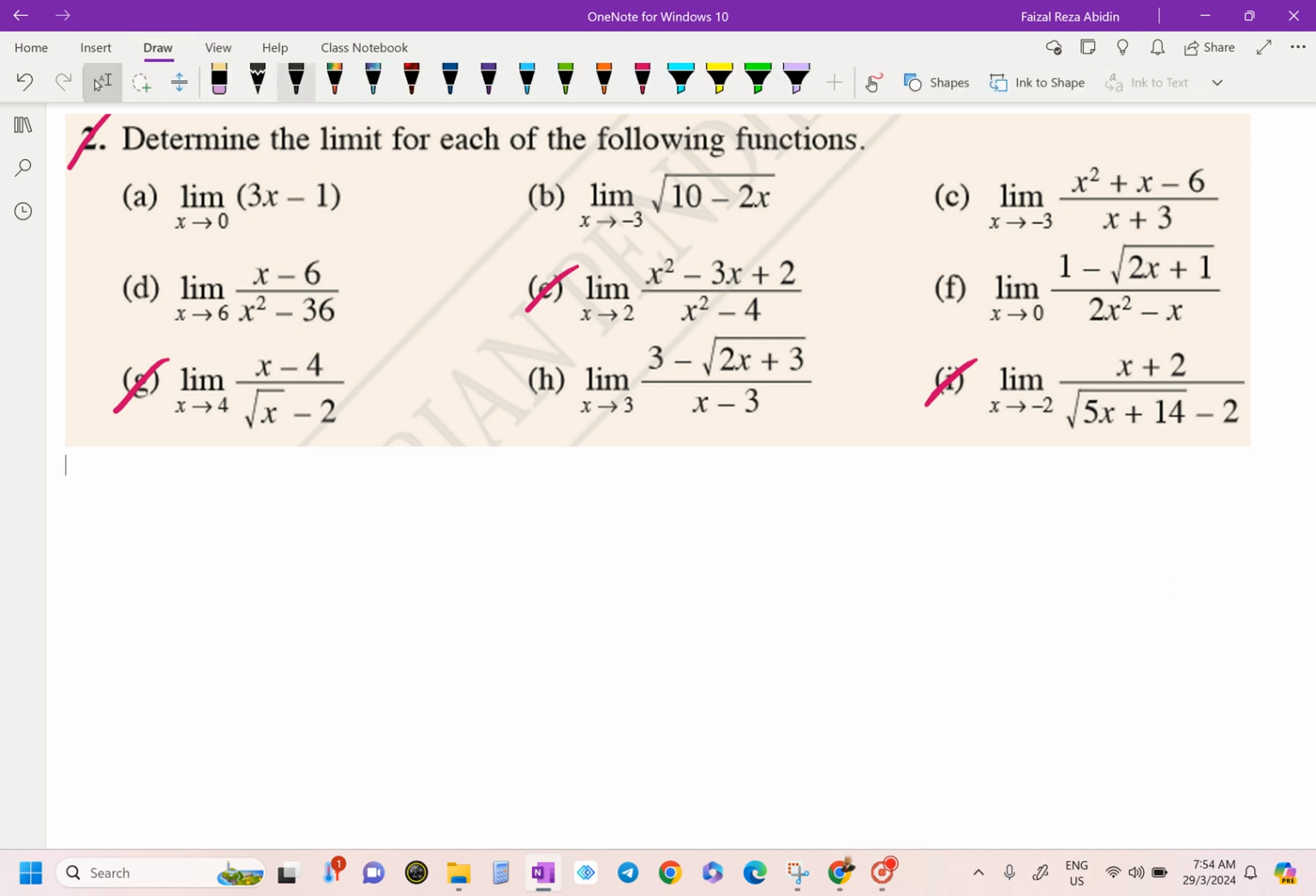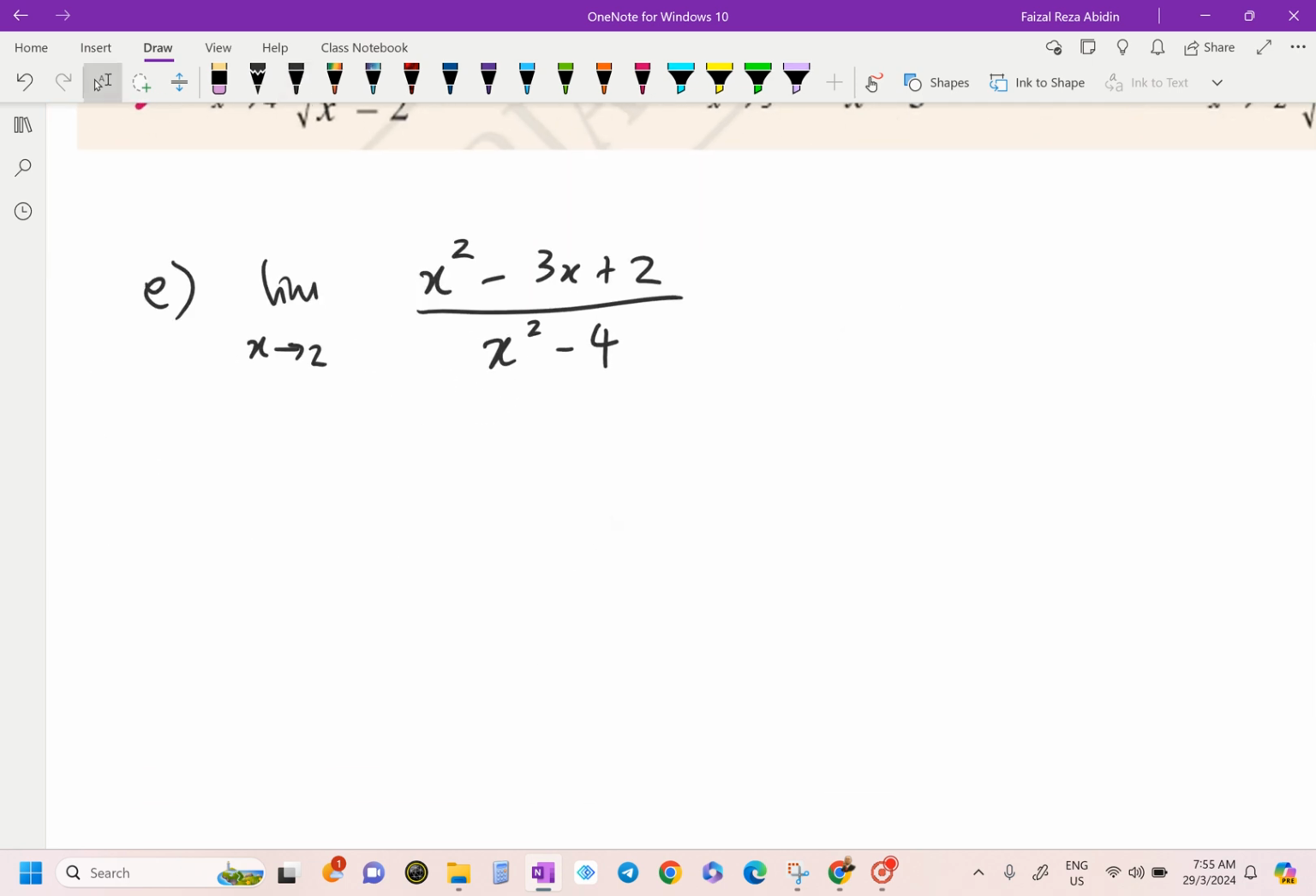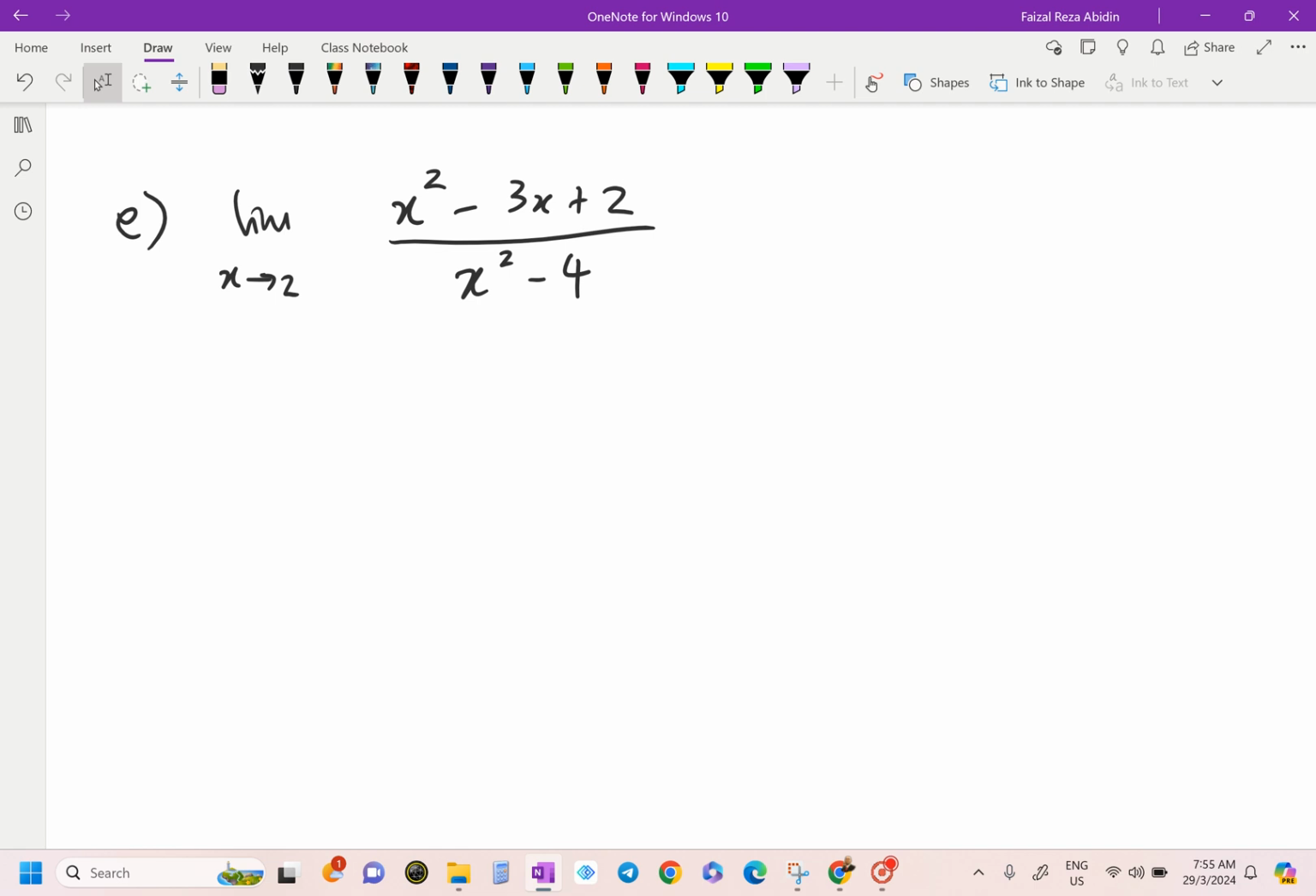It's given to us that the limit is x to 2 of x squared minus 3x plus 2 over x squared minus 4. I'm going to copy it here. The limit as x goes to 2 of x squared minus 3x plus 2 over x squared minus 4. So we are going to use factorization, because both have x squared.